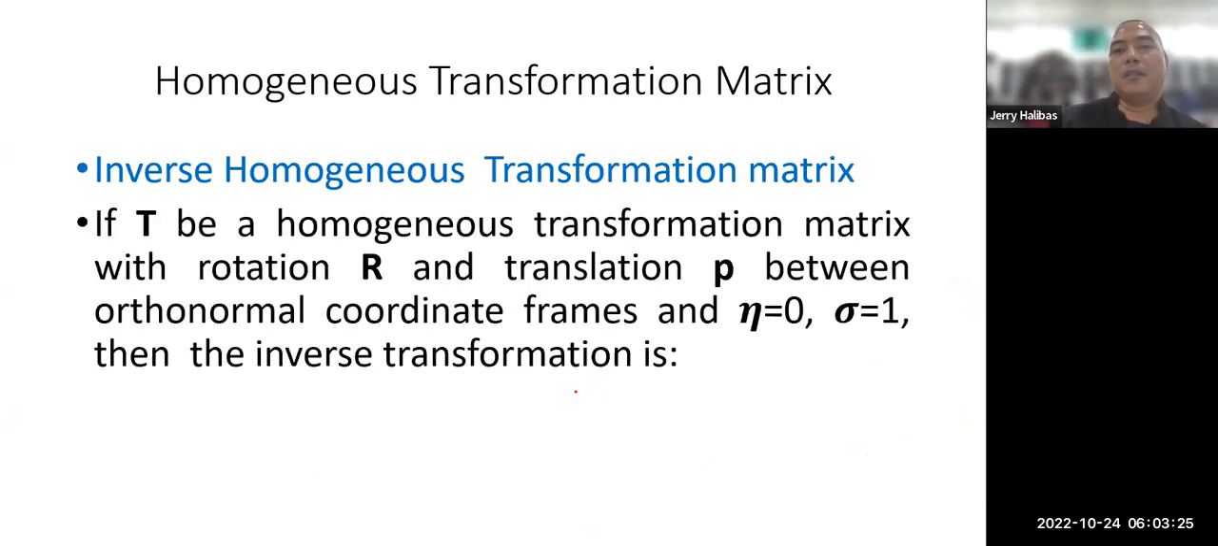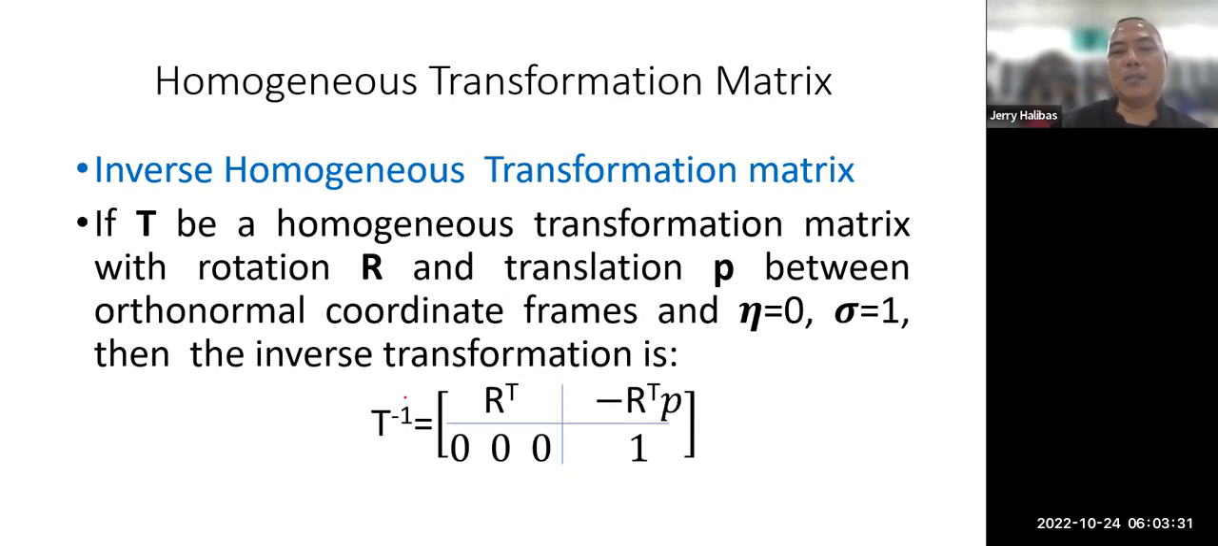Okay, so the inverse homogeneous transformation matrix. Actually, you can solve for the inverse matrix, but in terms of the values of R, fundamental rotation and translation, what is the formula? You transpose the rotation matrix, then you multiply the negative transpose of R with the translation P, and 0, 0, and of course this is the sigma, which is equal to 1.